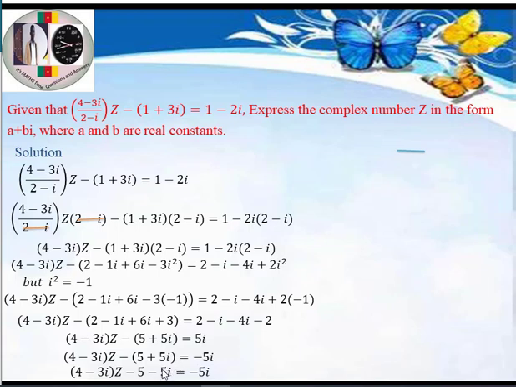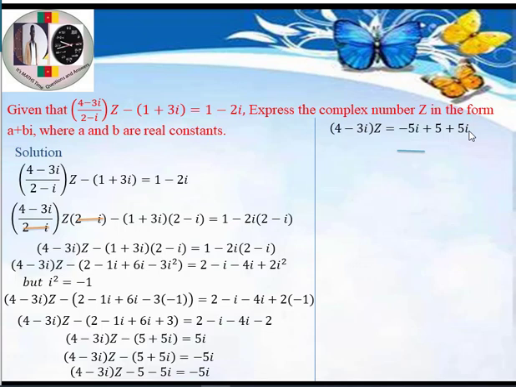So in this case, we'll take minus 5 minus 5i to the other side of the equation because we are looking for z. So we are going to have (4 minus 3i) times z is equal to minus 5i plus 5 minus 5i, right? Because minus 5 is going to the other side, its sign changes. Minus 5i is going to the other side, it becomes positive.